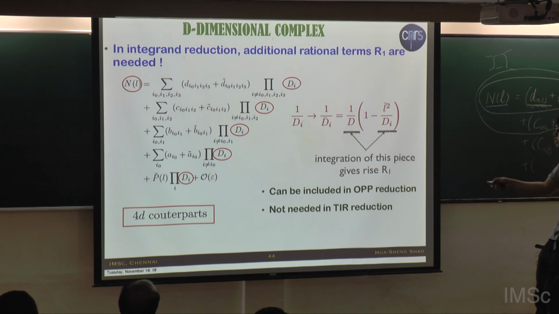In TIR we actually don't need this, because we directly integrate at the level of... we need R2 because we need to calculate NL with L in 4 dimensions.